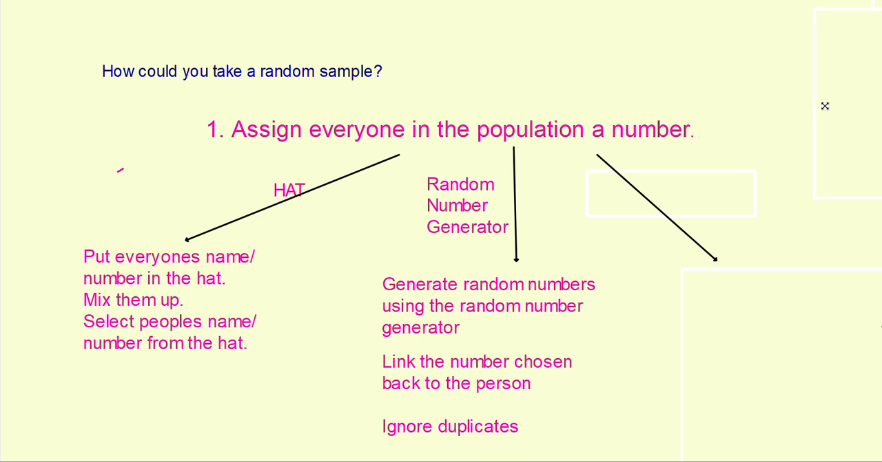If not, you're not going to have enough people in your sample. So a 3-mark question, 4 points. 1, assign everyone in the population a number.